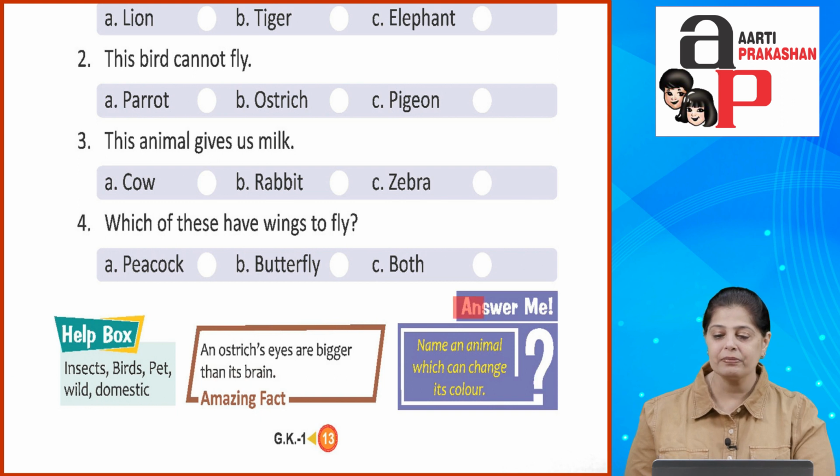Wow. Now, answer me. Name an animal which can change its color. I know this. We see it on the trees and wherever there are a lot of plants. We see them. So, children, quickly start finding out the answer to this one.